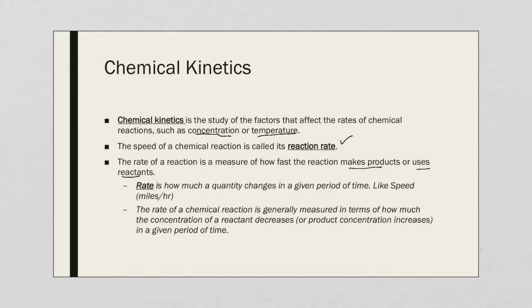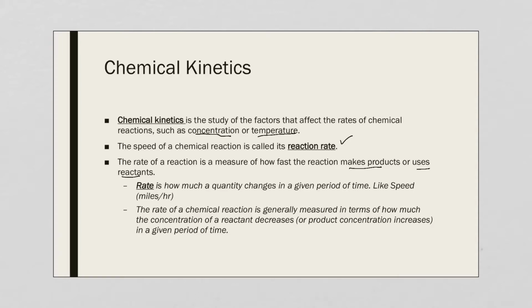Now, you're probably familiar with rates in general. If you're not, let me remind you that a rate is simply how much a quantity changes in a given period of time. Probably the most familiar one is speed. When we talk about how fast our cars are going, we look at the speed we're traveling, in other words, how many miles we've covered in a given period of time, so miles per hour. It's the same idea for a chemical reaction, but we're looking at how much the concentration has changed over a given period of time.